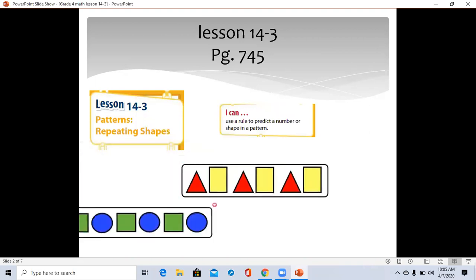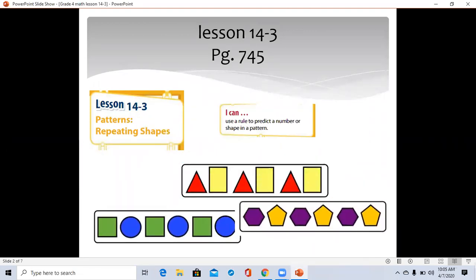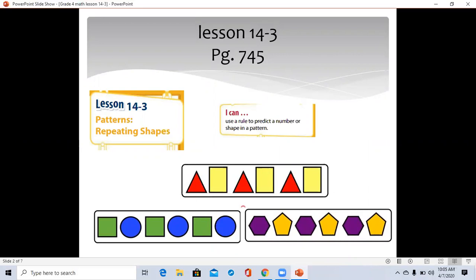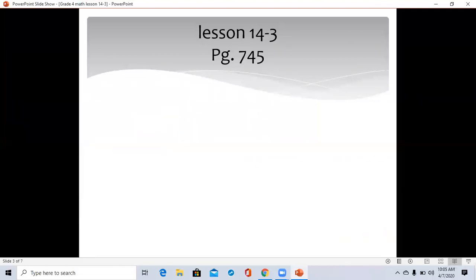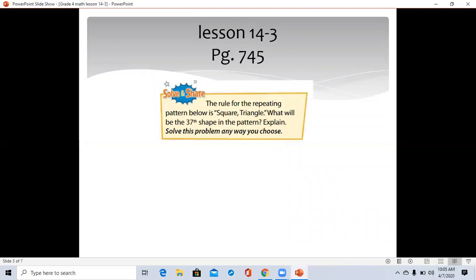These are some examples of shape patterns. A shape pattern is when you see a pattern and it is repeating itself after a few sets. For example, if you look at the triangle, square, triangle, square, triangle, square, you can see that that is a pattern with triangle, square as the rule. If you look at the square, circle, square, circle, the rule there is square, circle. The rule of the repeating pattern below is square, triangle.